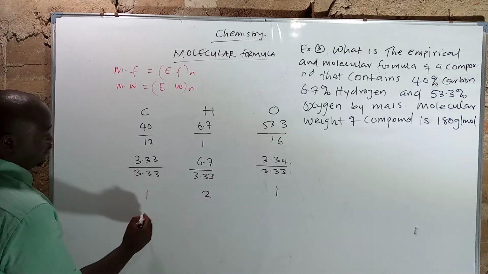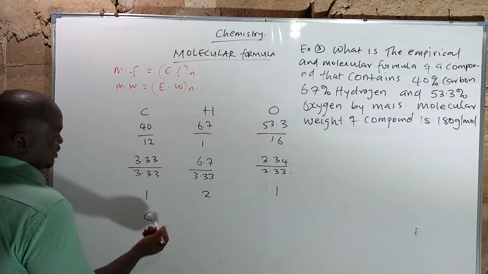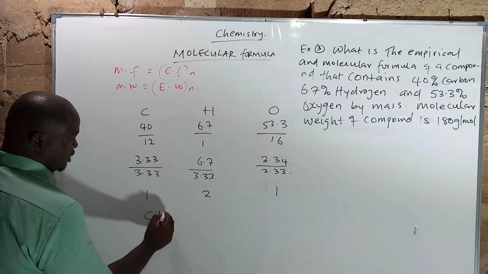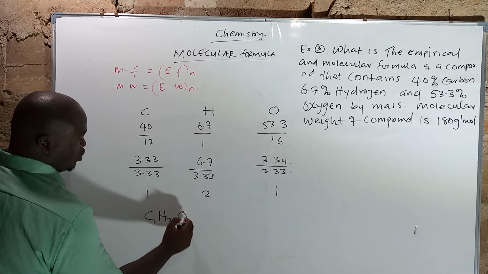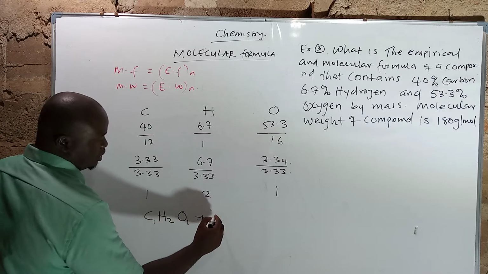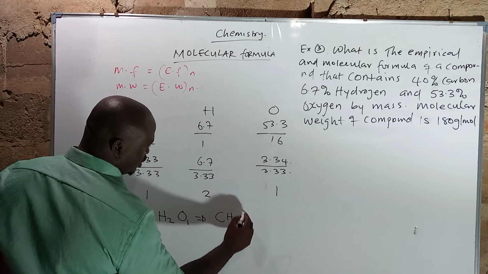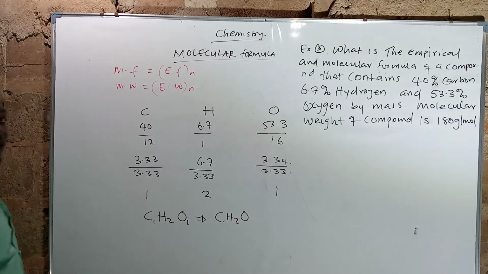And therefore your empirical formula is C1H2O1, which is equivalent to CH2O. Now that is the empirical formula.